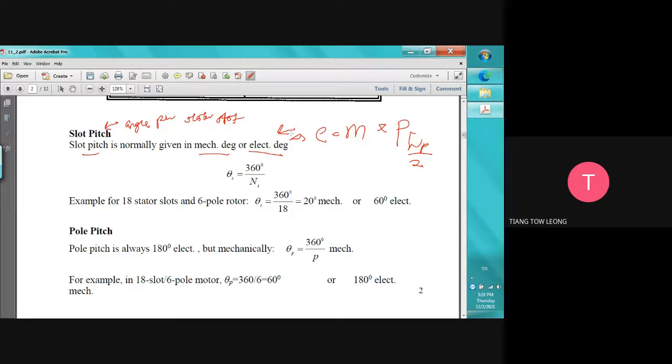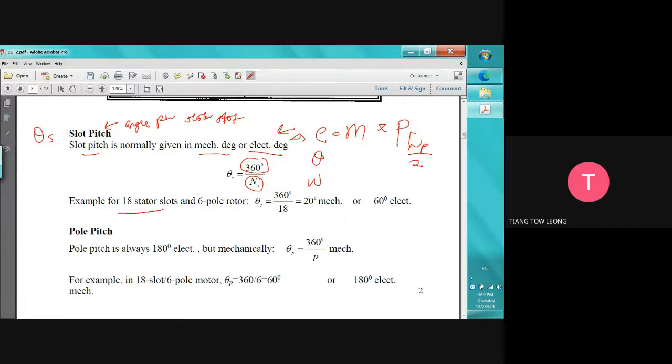It has a lot of variables. It can be theta, it can be omega. It depends on which one you want to use. So for the slot pitch, we usually use theta S, which means the angle per stator slot. We use 360 degrees divided by the number of stator slots.